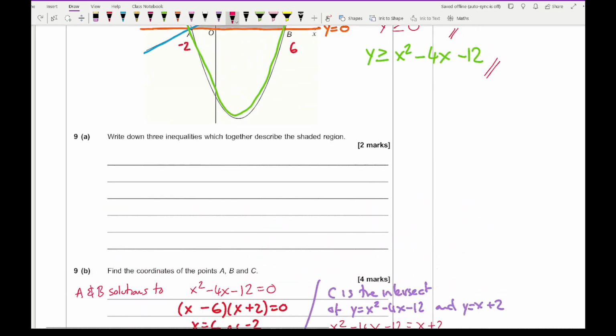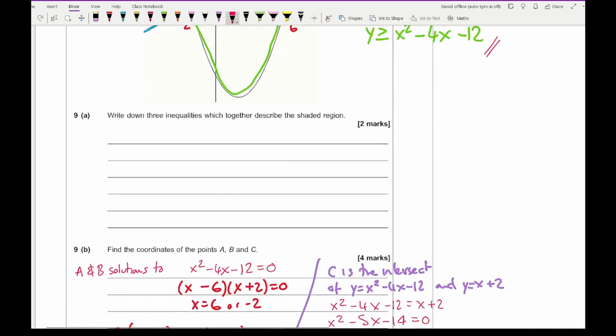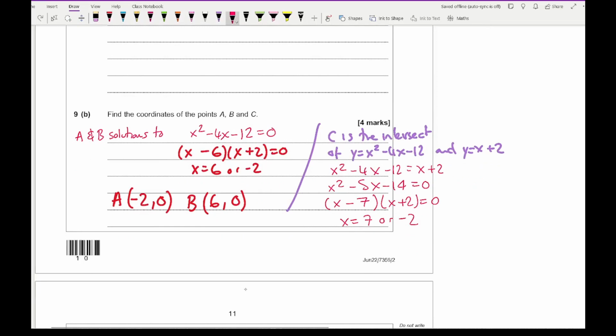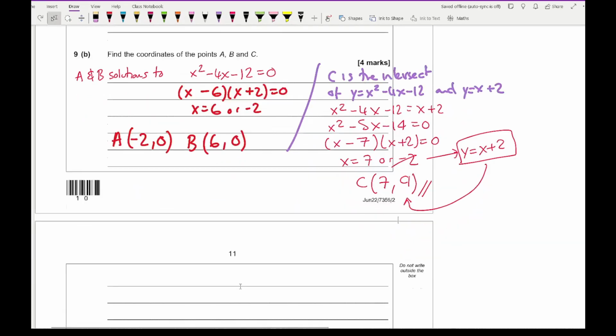Now, from looking at the graph, x has got to be a positive answer because we already know the intercept at minus 2. So therefore, C is going to have an x ordinate of 7, and it's going to have a y ordinate of 9. And again, if you're not sure how I got that, it's because when substituting that into this, I can then find the y ordinate. So there are my 3 values.